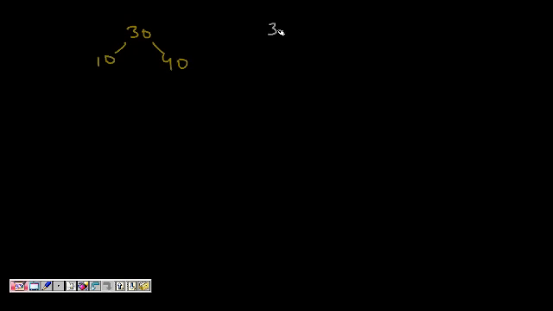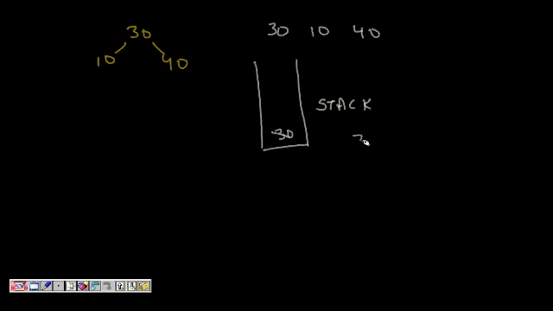I know that in this tree first 30 will be printed, then 10 will be printed, and then we should print 40. So what should be done? Let's try it out with a stack. So we have a stack here, and if we push 30, I know it should be printed first, so I now pop it out also and print 30, but I push the right child, which is 40, and then the left child 10.